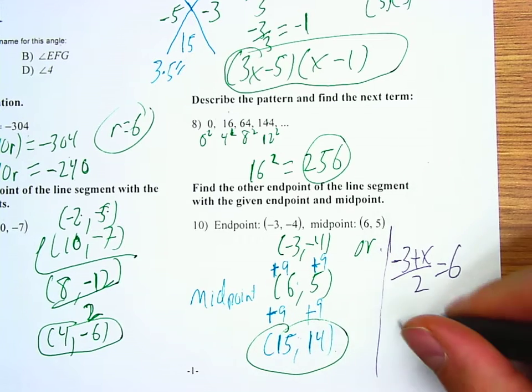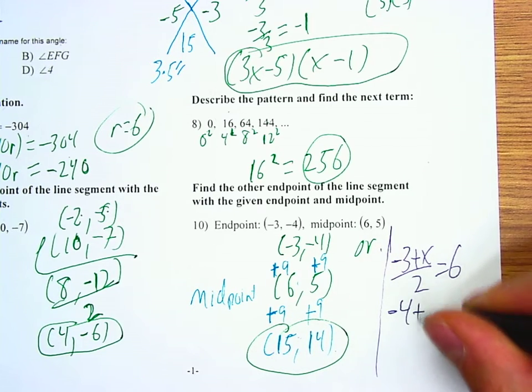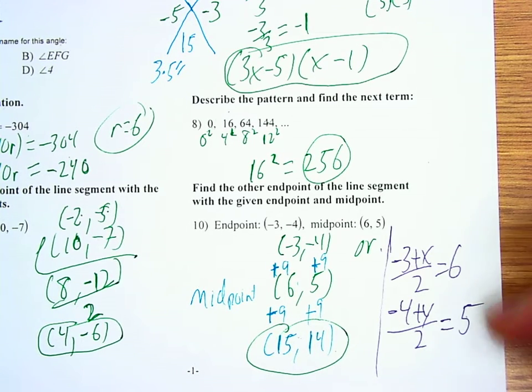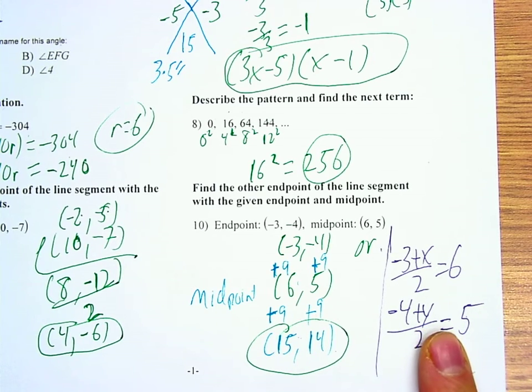And then you would have -4 plus y divided by 2 is equal to 5. Because my y value, my midpoint for my y value is 5. So I'm looking for the other endpoint, the other y value. So -4 plus y divided by 2 equals 5. So I take 2 times 5, I get 10. I add 4 to it, I get 14. So that's a conventional approach. That's the less conventional approach, the one I like better.